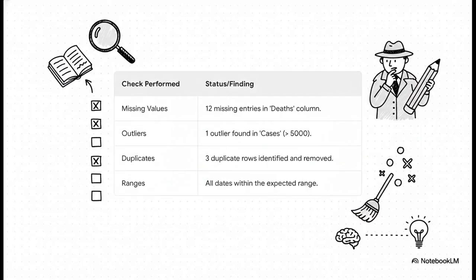Now, this is so important. A good detective always keeps a log of their findings. And that's what we're doing here. By documenting everything we find, like, hey, we found 12 missing entries here, or we removed 3 duplicate rows, we're creating a paper trail. It makes our whole process transparent. It proves we did the work and makes our final result that much more trustworthy.